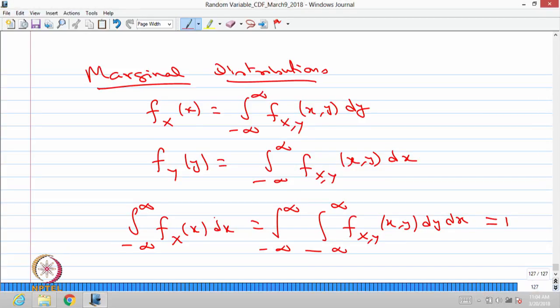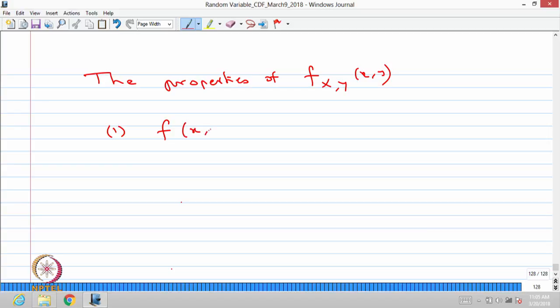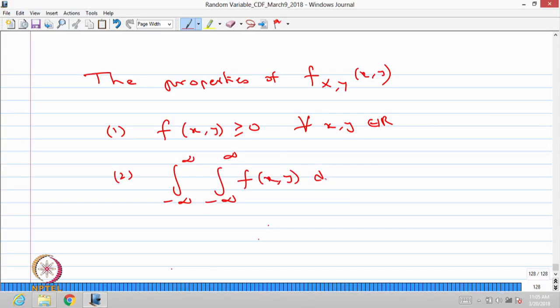Therefore, these are the properties of the joint probability density function. The first is that it is always greater than or equal to 0 for all x comma y belonging to the reals, and the second condition is that the double integration from minus infinity to infinity of the joint probability density function is always going to be 1.